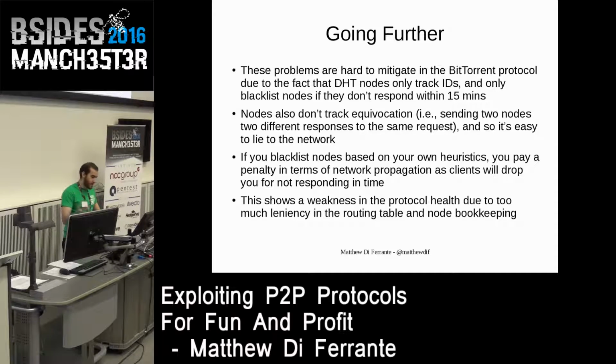So that's a weakness in the protocol health due to too much leniency in the implementation of why nodes are good and why nodes are bad. Again, like no equivocation checks, whatever. And also emergent properties that are bad for network health in the routing table.